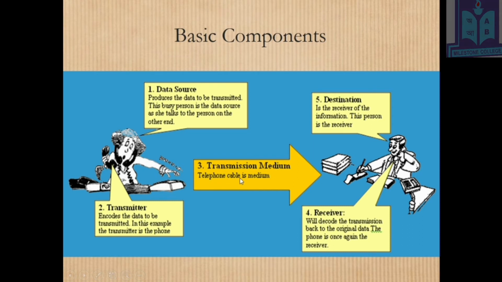And then number 4, the receiver will decode the transmission back to the original data. The phone is once again the receiver used here, and the destination is the receiver of the information, and this person is the receiver. He receives the data and continues talking with his friend at the other end. So these are the basic components, a picture demo.